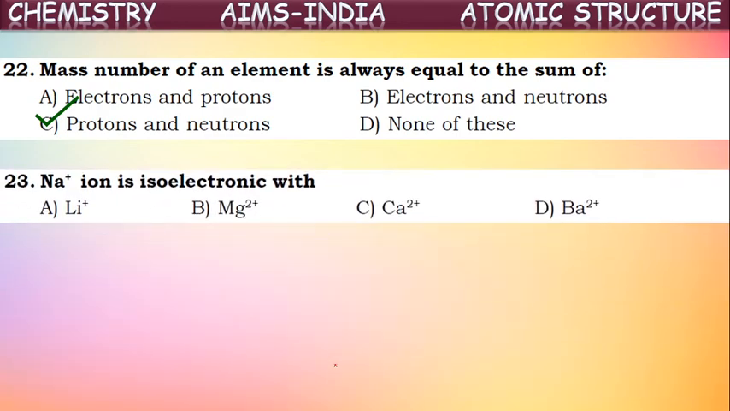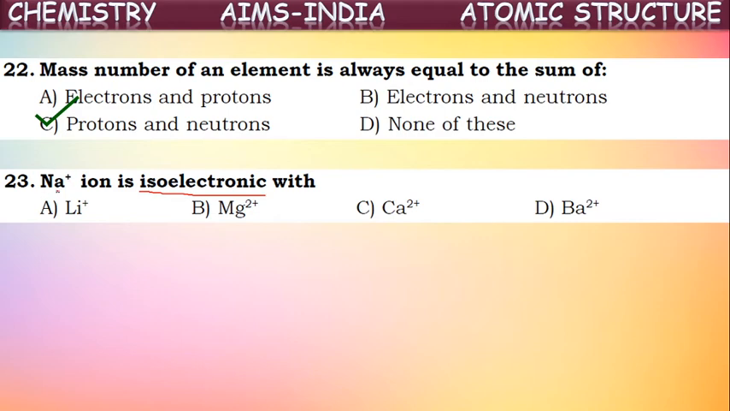Next, Na plus ion is isoelectronic with. Isoelectronic, what does it mean here? The species with the same number of electrons. So now they're asking Na plus is isoelectronic with, so which of the following has the same number of electrons as this Na plus. What is the number of electrons in Na plus? First of all, we know sodium atomic number is 11. So there will be 11 electrons in a sodium atom.